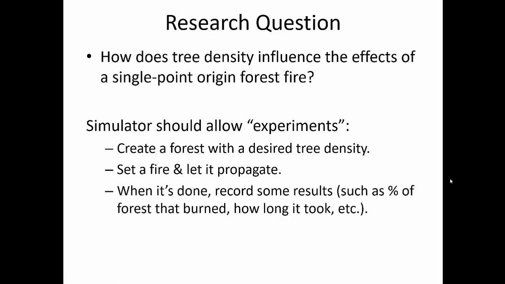The simulator that you're going to write should allow experiments in the same way that we have before. So you should be able to create a forest with a desired tree density, set a fire at a random location, let that fire spread until all the trees are burned out, and then when it's done, record some important things about what happened during the simulation. Maybe how long it took, how many time steps, what percent of the forest burned, etc.